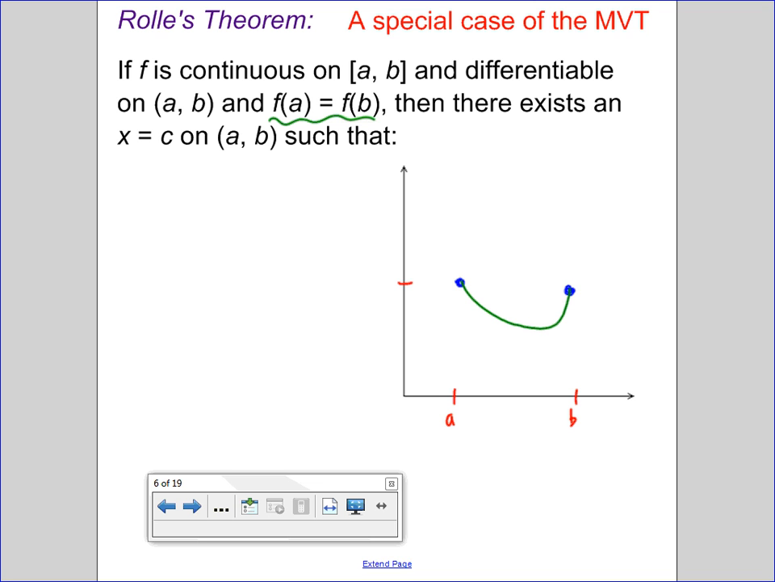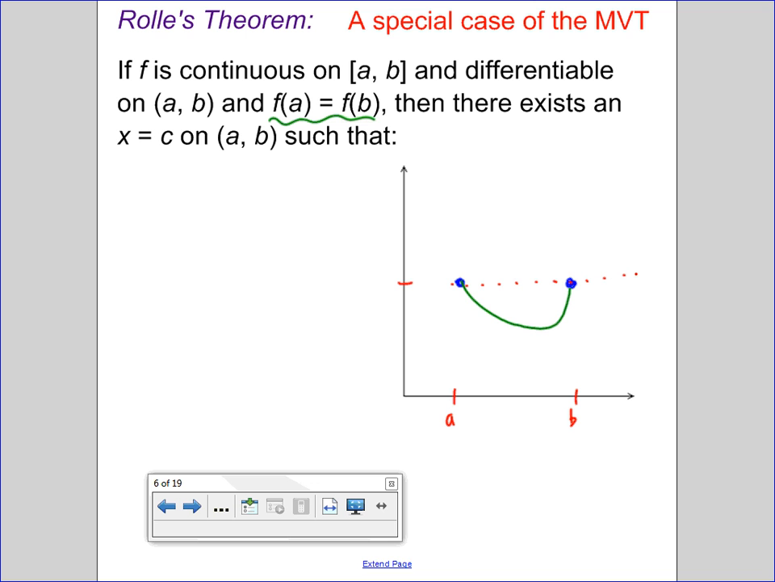Does anything look equal? Good. So what can we conclude then about this x equals c value on the interior of the interval a to b? Well, somewhere on that interval, I have to find an x value where what must be true?